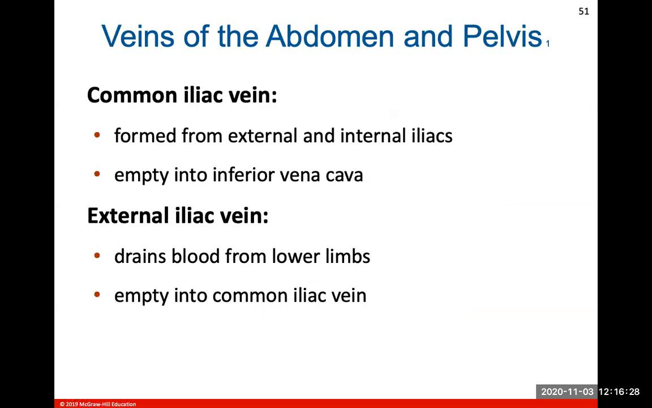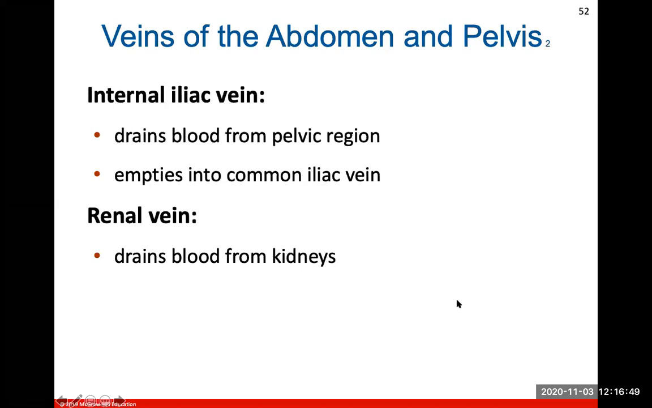A lot of the veins are named similarly to how the arteries would be named. So your common iliac vein empties into the inferior vena cava. So it's the branch that will come from the legs. The common iliac vein is formed from your external and internal iliacs. Your external iliacs are what is draining blood from all of your lower limbs. They'll empty into your common iliac vein.